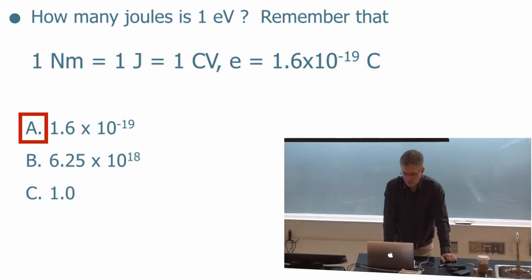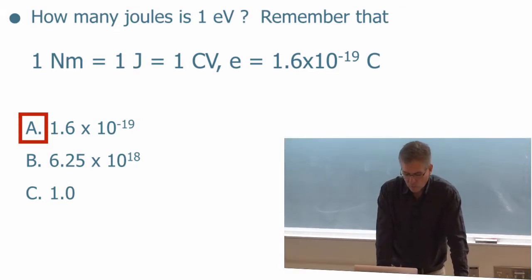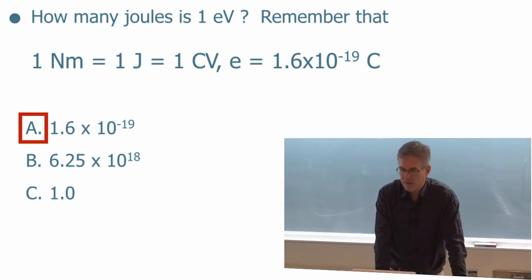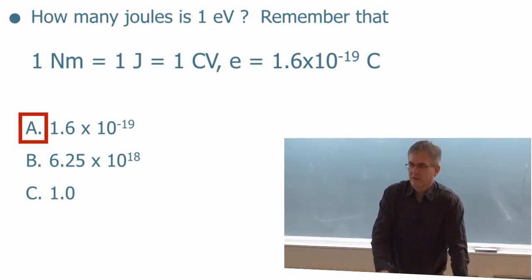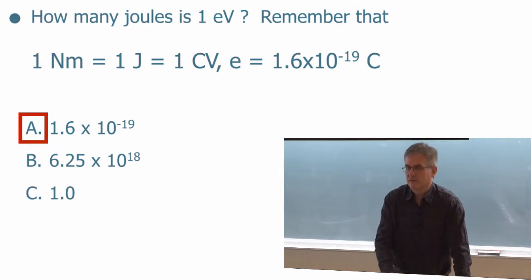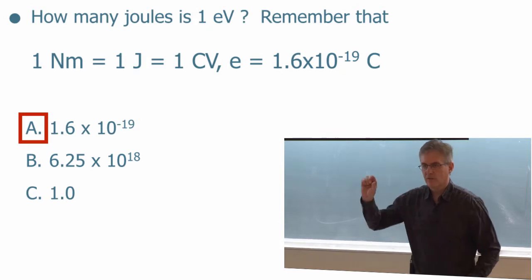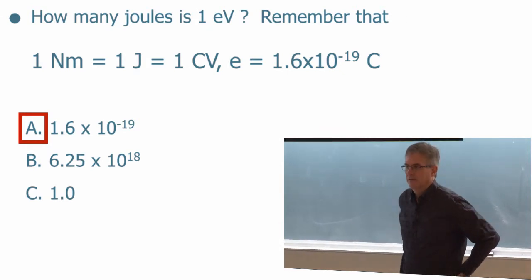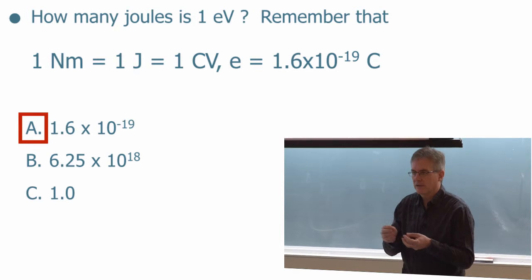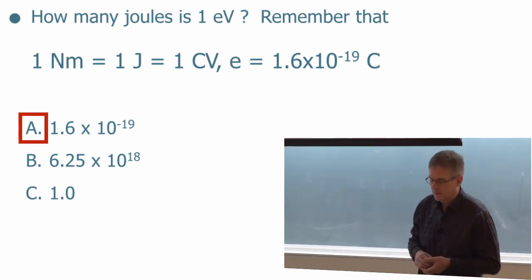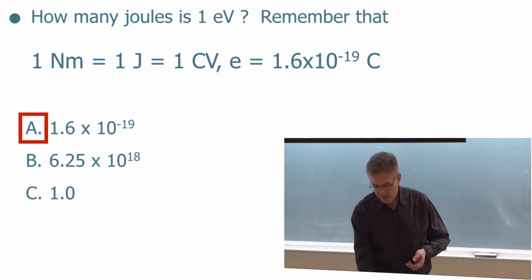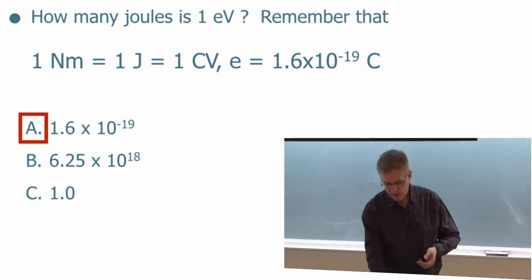Correct answer, of course, is A. 1.6 times 10 to the minus 19th joules in an electron volt. Electron volt is a tiny amount of energy, but it's the amount of energy that's typical for energy levels in atoms, as we'll see.